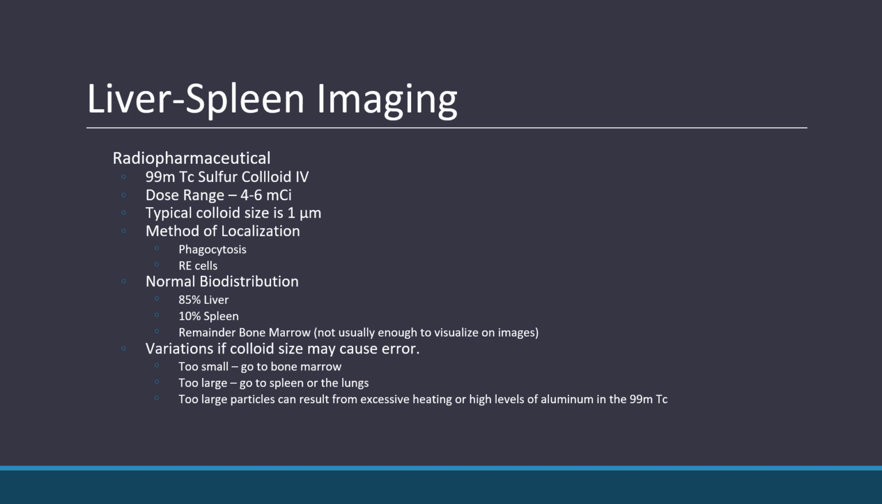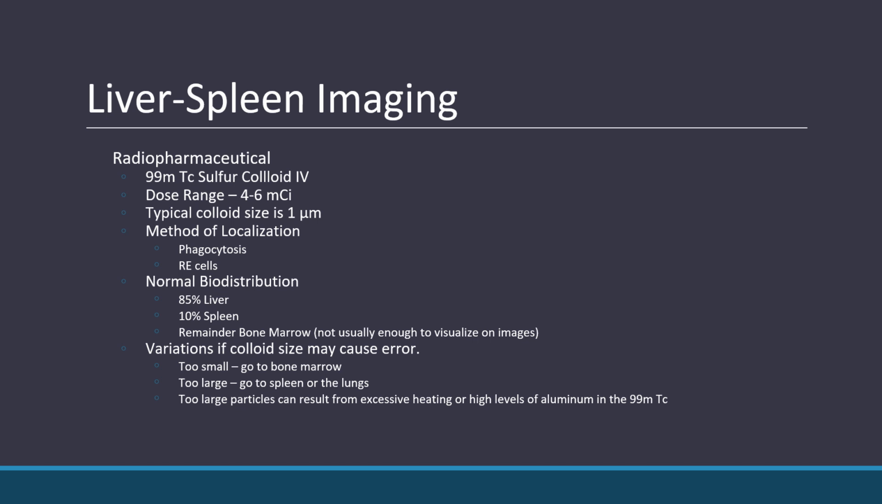When injected into the blood, your body recognizes it as particulate matter, and it will be delivered via the bloodstream to your liver. The reticular endothelial cells of the liver will take that up, phagocytize it and process it, and so do your spleen and your bone marrow, because they also contain reticular endothelial cells. That's how it localizes. So the method of localization is phagocytosis into the reticular endothelial cells.